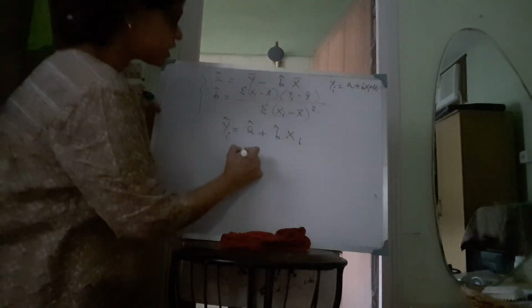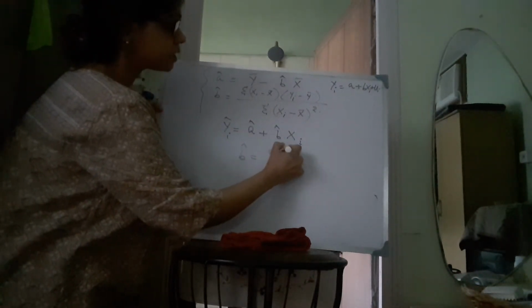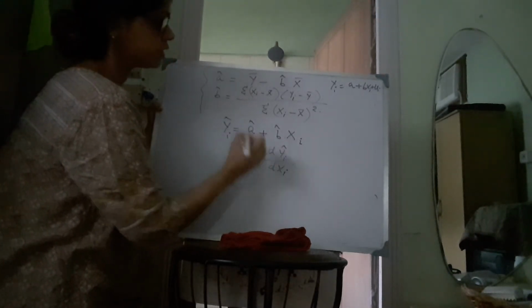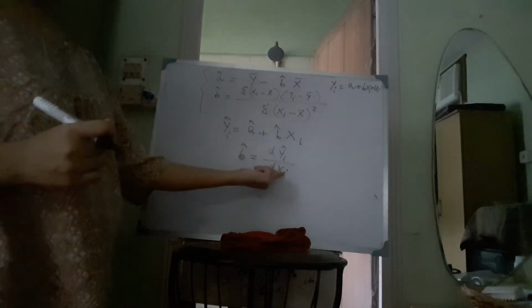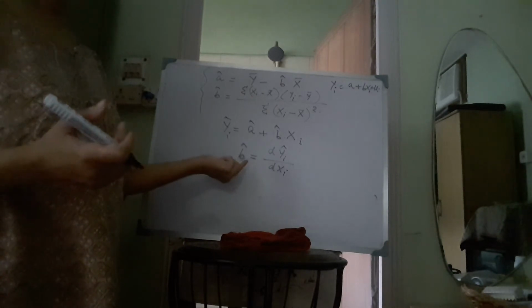So the interpretation of b hat is equal to dy hat by dxi. So this is b hat. So if we change xi by 1 unit, then what will be the change in yi hat? That is the interpretation of b hat.